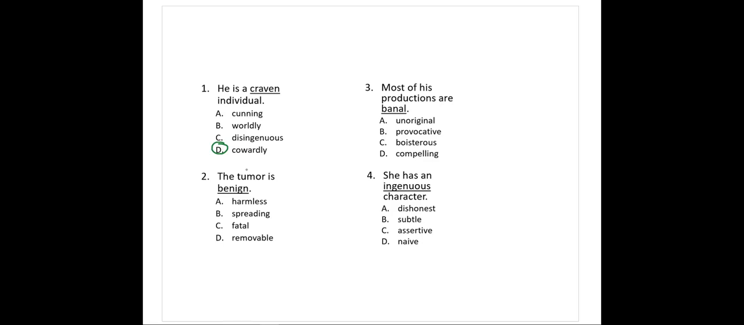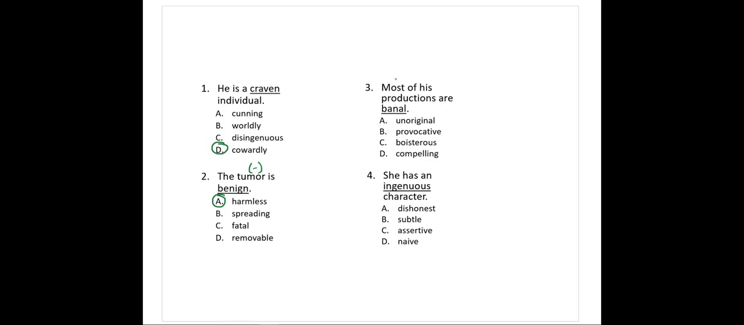Number 2, the tumor is benign. Now, tumor is obviously a bad thing here. That's what can cause cancer, a sign that someone has cancer. But the word benign is actually not that bad of a word. It means harmless. It means to have no effect. So if a tumor is benign, that is certainly much better than a tumor being malignant or cancerous. A lot of these other words fit with tumor, so it's hard to guess from just the context. You have to know the meaning of benign. Fatal means it kills you. Removable is also a positive, but the best answer here is harmless.